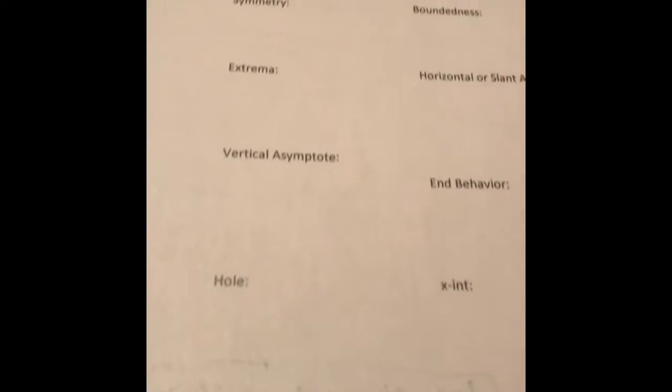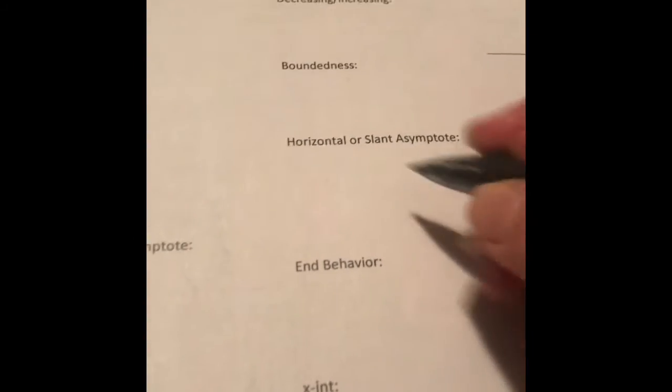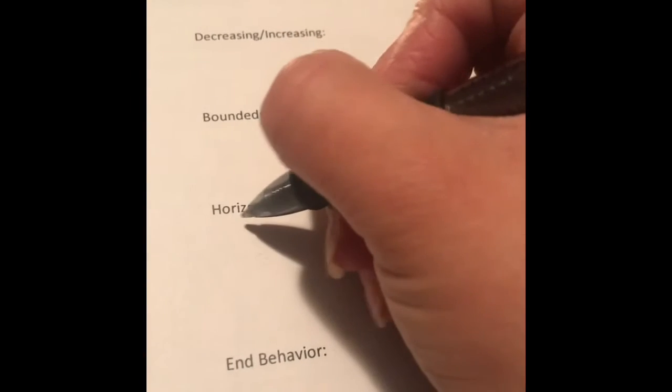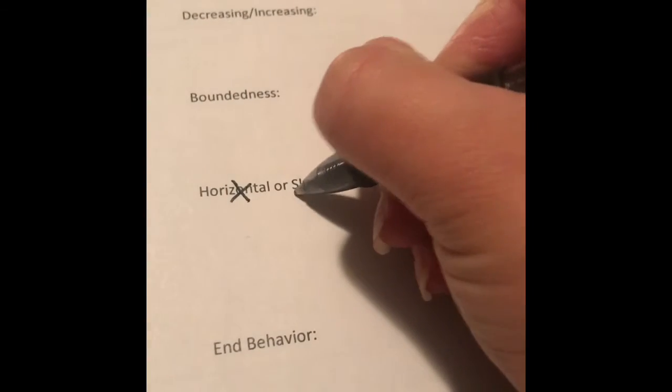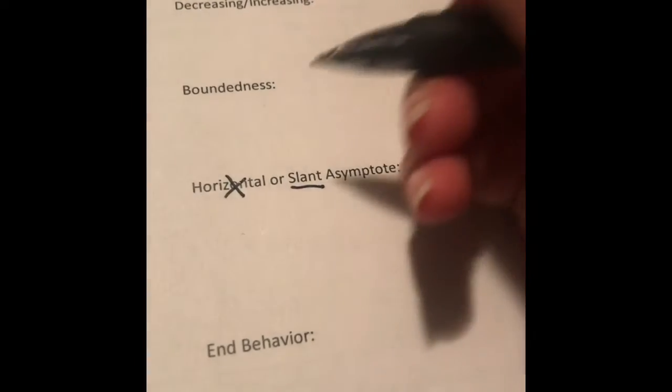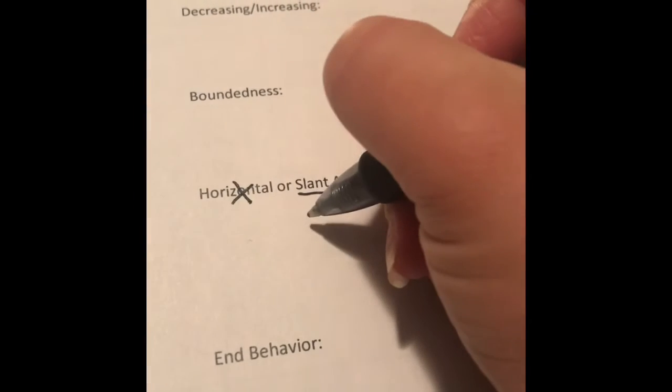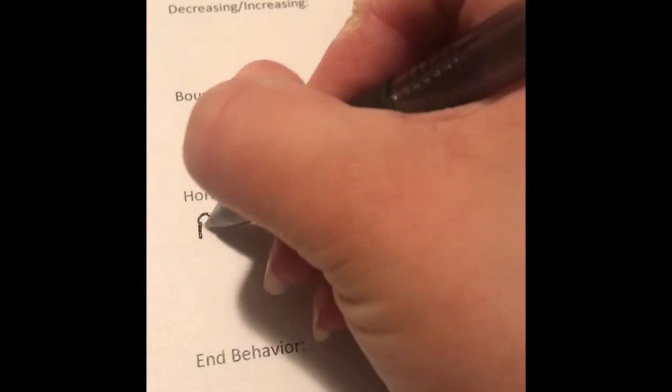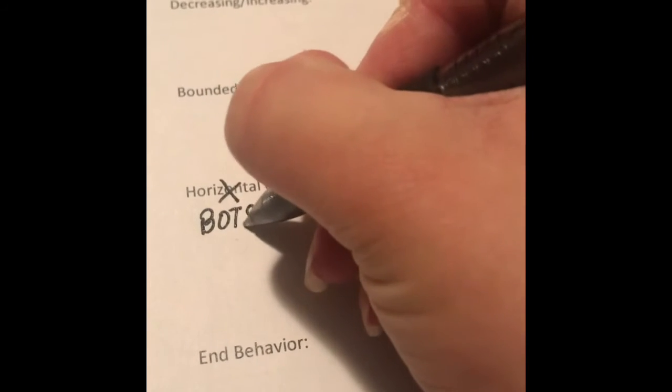So I'm going to start off with the horizontal asymptote. Wait, where's the horizontal asymptote? Oh, there it is. And this is not going to be a horizontal asymptote. It's going to be a slant asymptote. That slant asymptote is going to be because it is BOTS. So we're going to find that in just a minute.